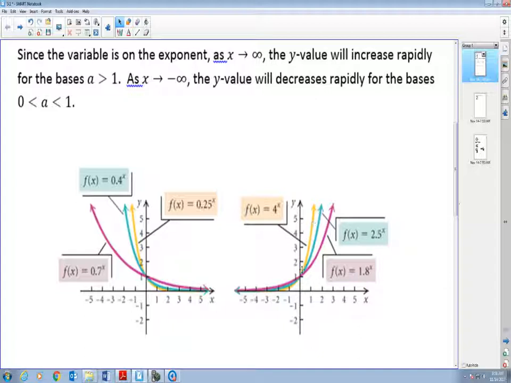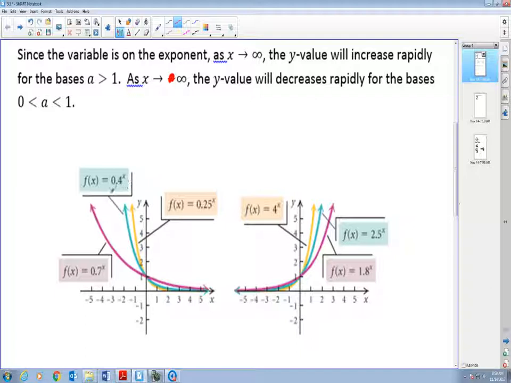Now why does the yellow one here shoot up quicker? Because the base is larger. Okay. Now if the exponent is approaching negative infinity, if x is approaching negative infinity, tell you what, I think I got this one wrong. I think as x is approaching infinity, the y value will decrease rapidly for the bases that are between 0 and 1.